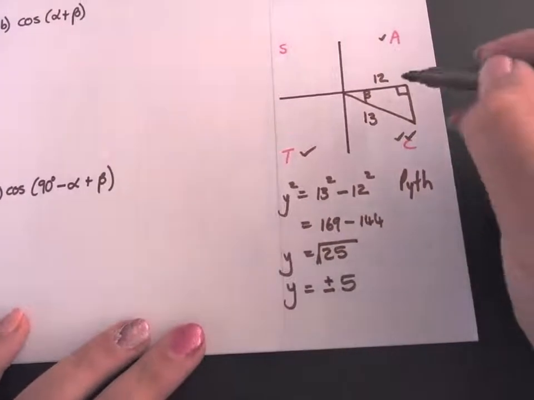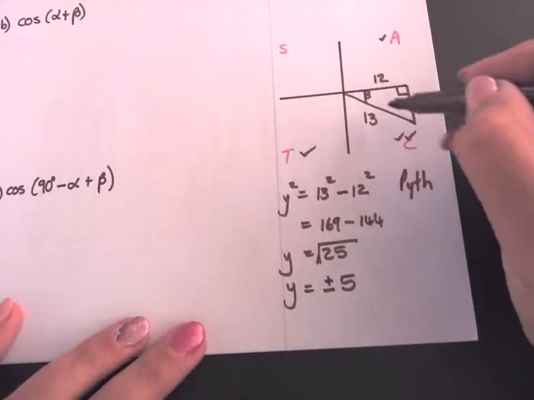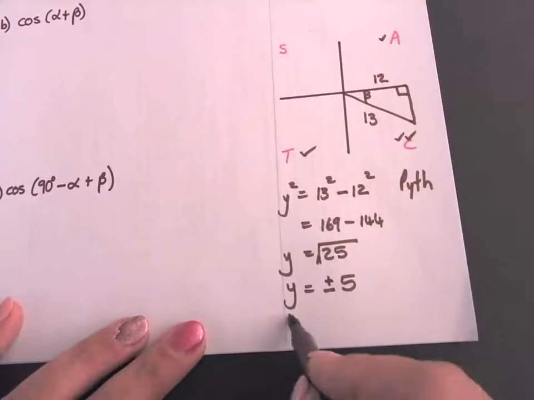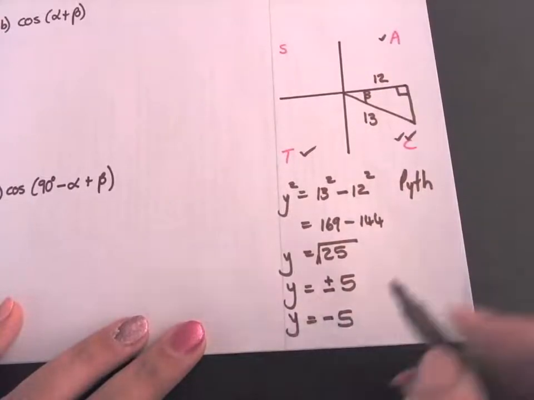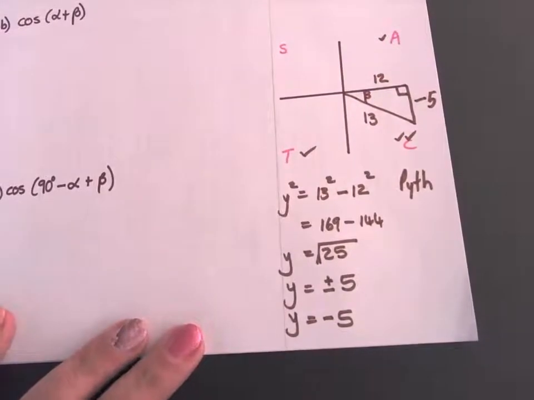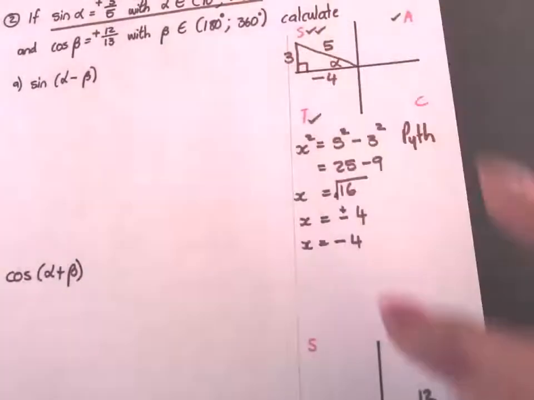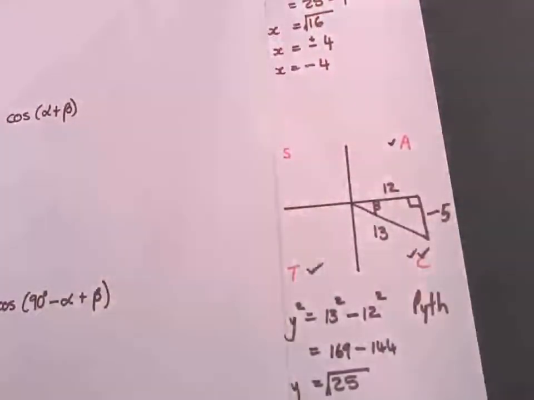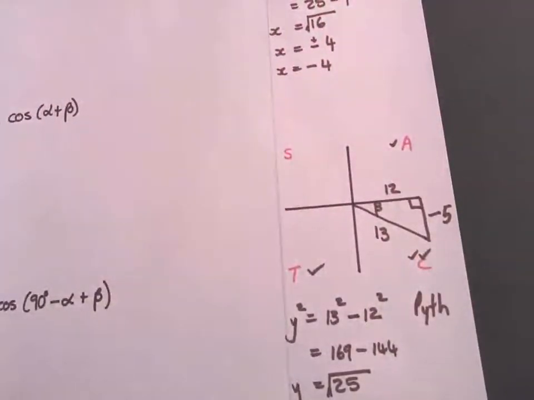Look at your graph diagram. Which one will be y? The negative 5. And you write it in. Now that you have both your triangles and all three sides in both triangles, you can start doing your sums.